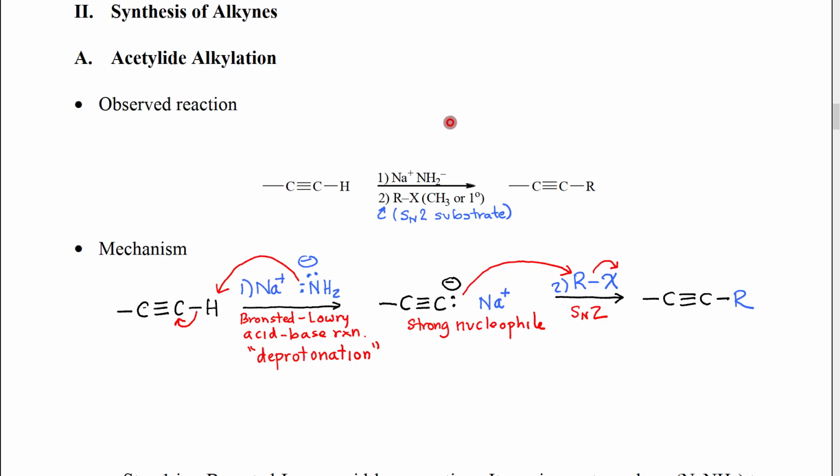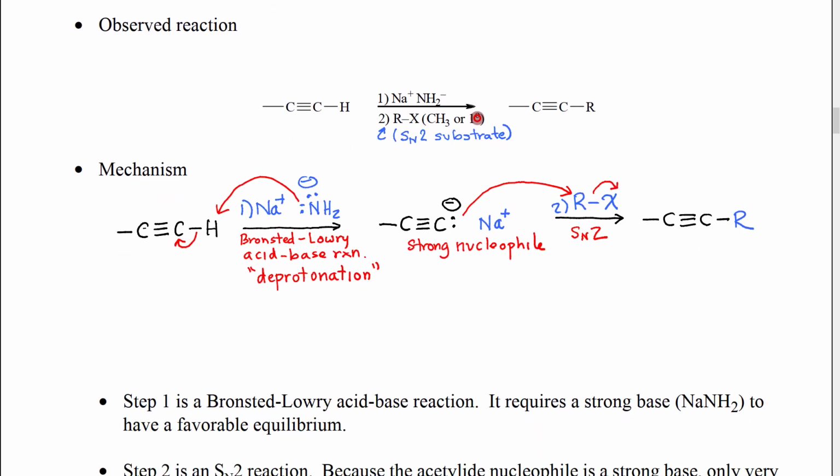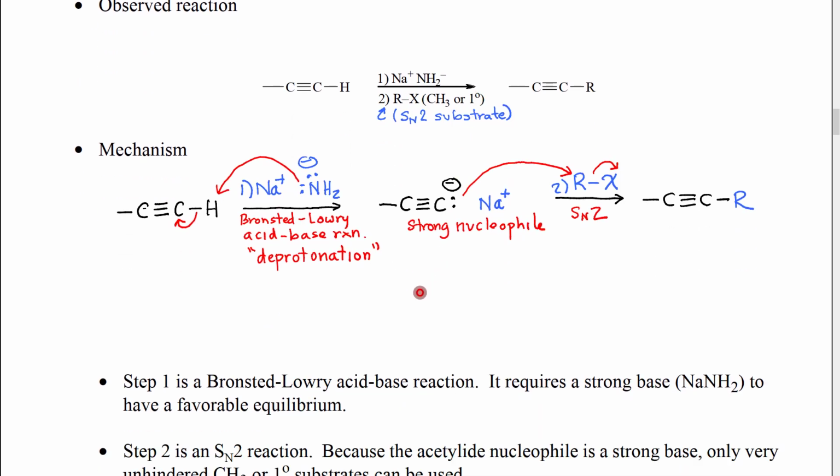The result of the reaction would be that the hydrogen that is attached onto the terminus of the alkyne is replaced with the carbon group of our alkyl halide. We can see the mechanism for this below. We start with our terminal alkyne.